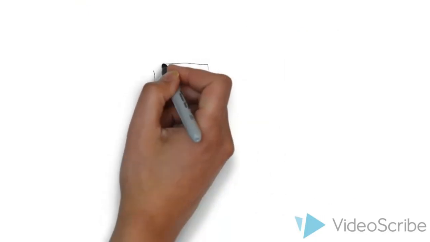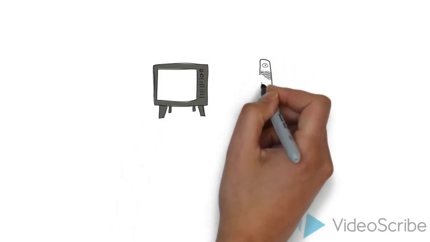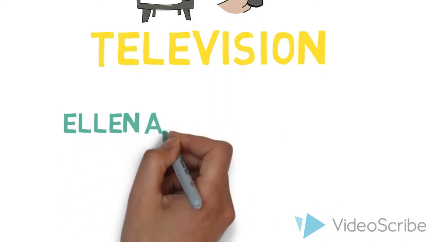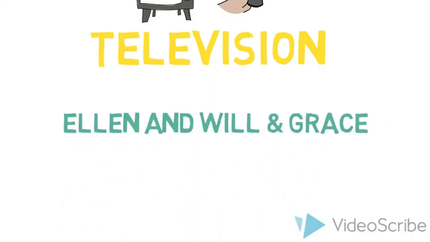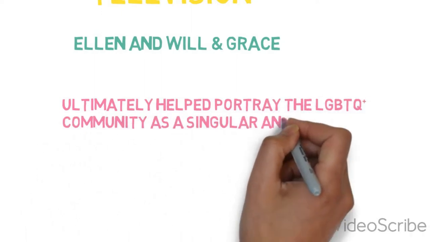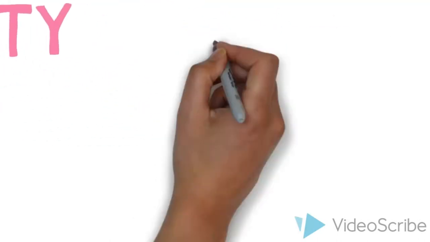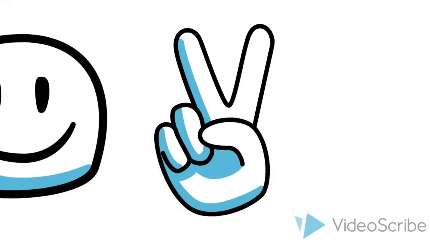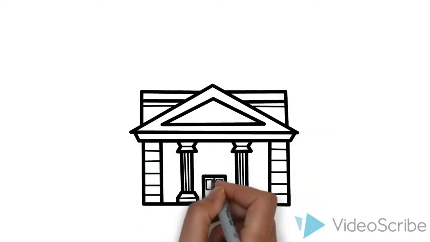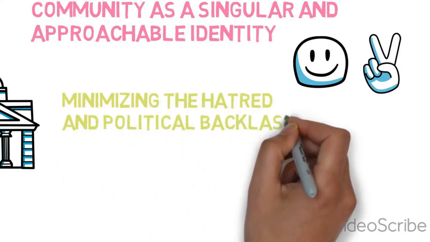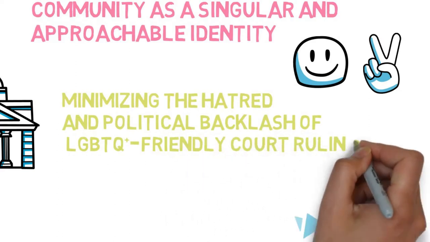Let's explore something that we are all very familiar with, and that is, of course, your daily television. Now, as far as television goes, there are shows like Ellen and Will and Grace that manage to give a perspective into the LGBTQ plus experience. These shows ultimately helped portray the LGBTQ plus community as a singular and approachable identity. That means that LGBTQ starts to look happy and it starts to look peaceful. And it continues, of course. But now let's look at it through a closer look in perhaps law. It manages in minimizing the hatred and political backlash of LGBTQ plus friendly court rulings.